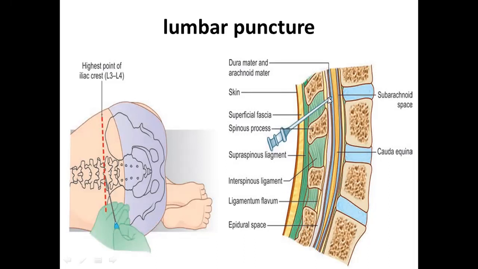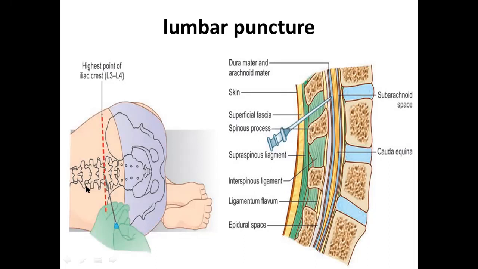what is the common site of lumbar puncture? Below this level. So the safe level to insert a needle is usually between the third and fourth lumbar vertebrae.